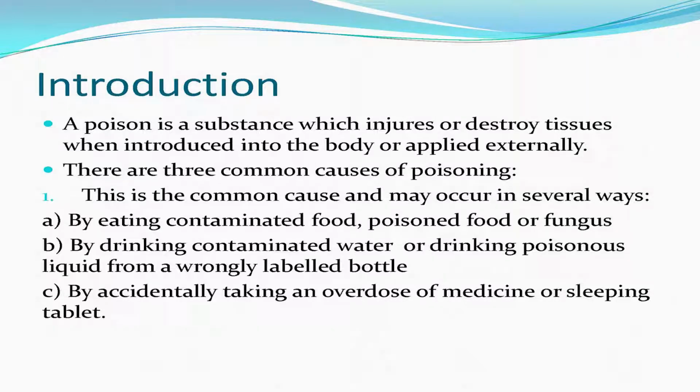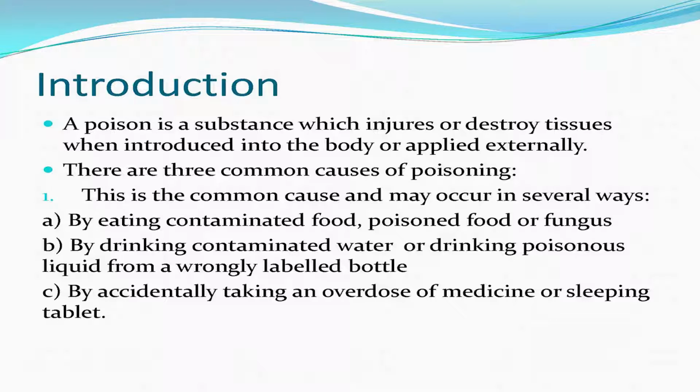Poison is a substance which injures or destroys tissues when introduced into the body or applied externally. It's either introduced into the body or applied externally. It causes injury to the cells of your body. That is poison.